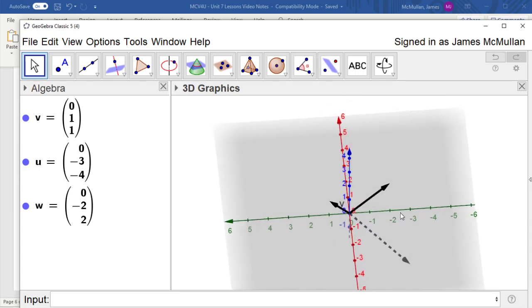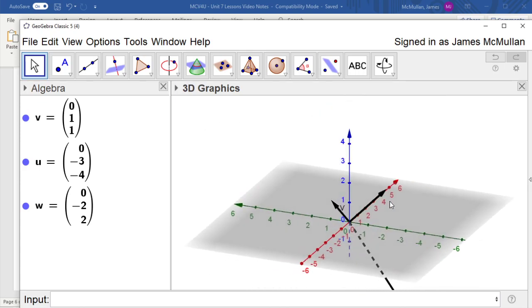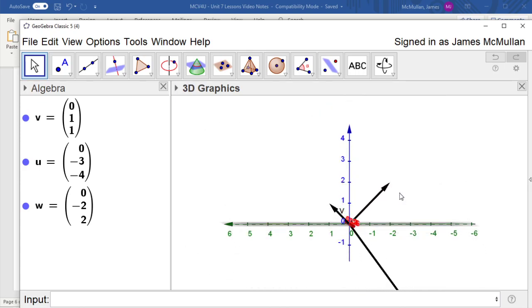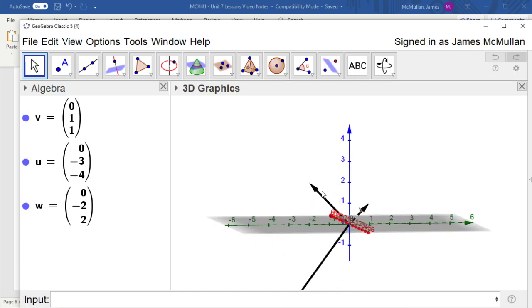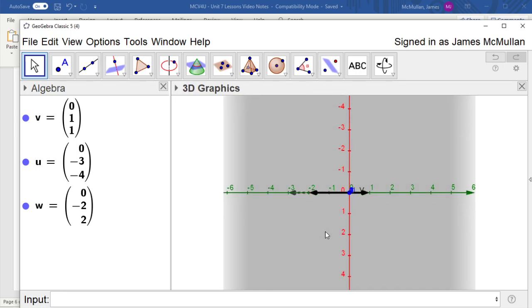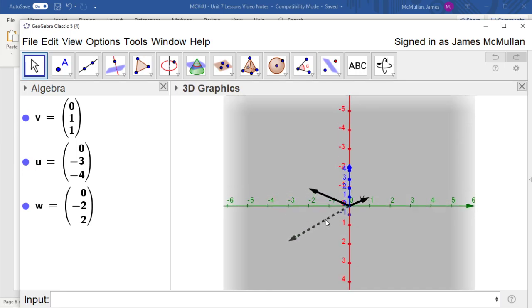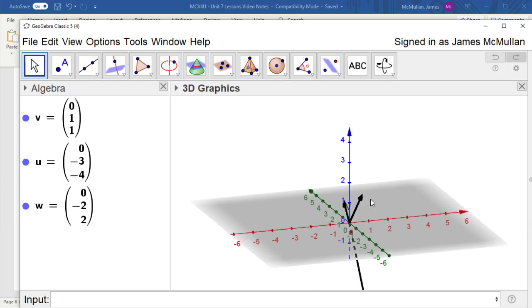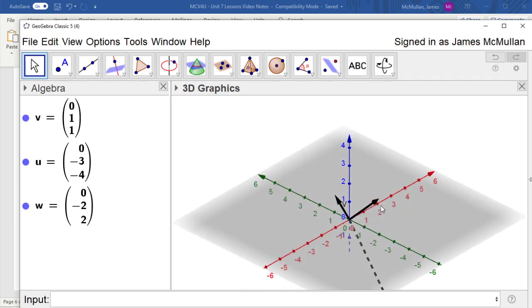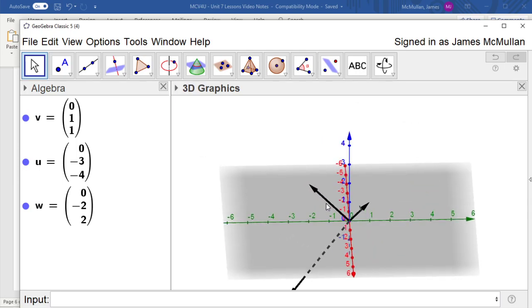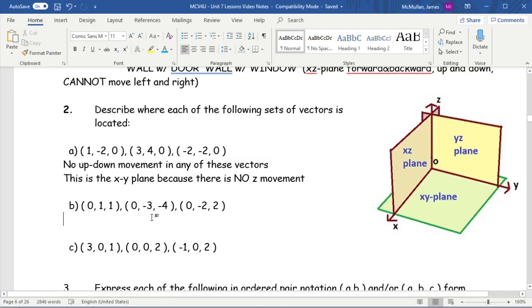Okay? Now, look at this stuff. There's movement left and right. There's movement up and down. There is 0 movement forward and backward. Right? All three of those vectors lie on the same plane because there is no movement in the x direction. So this one lies on the yz plane.